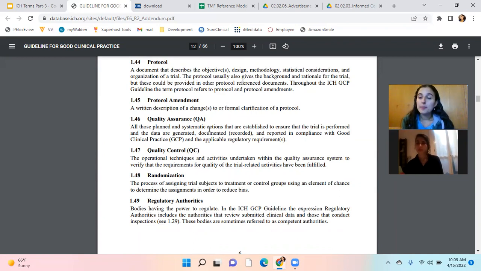We think about quality control in terms of documents. You're going to QC the document. You can do a quality check. So those are some different terms there.